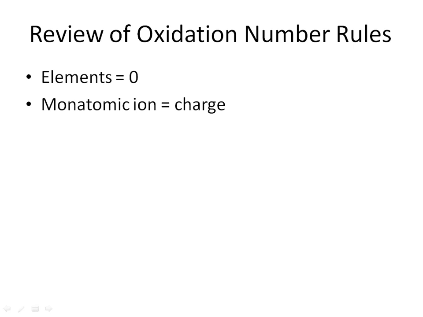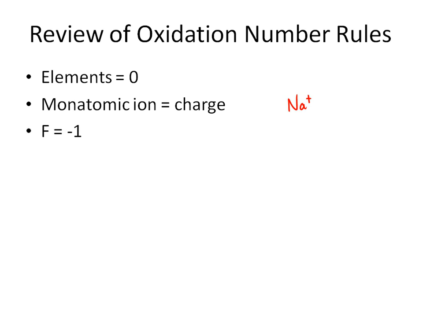If we have a monatomic ion, such as Na+, the oxidation number is the same as its charge. There is a difference between oxidation numbers and charges. We tend to use them interchangeably in chemistry, but when we're talking about redox reactions, we need to be careful to talk about the oxidation number and not the charge.